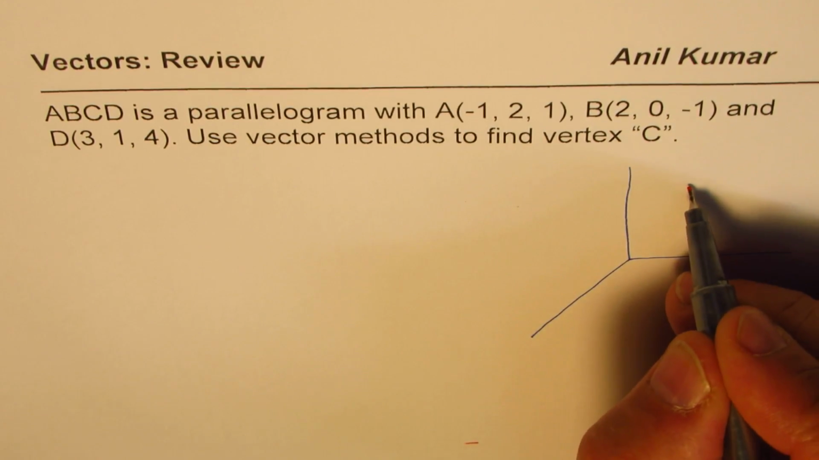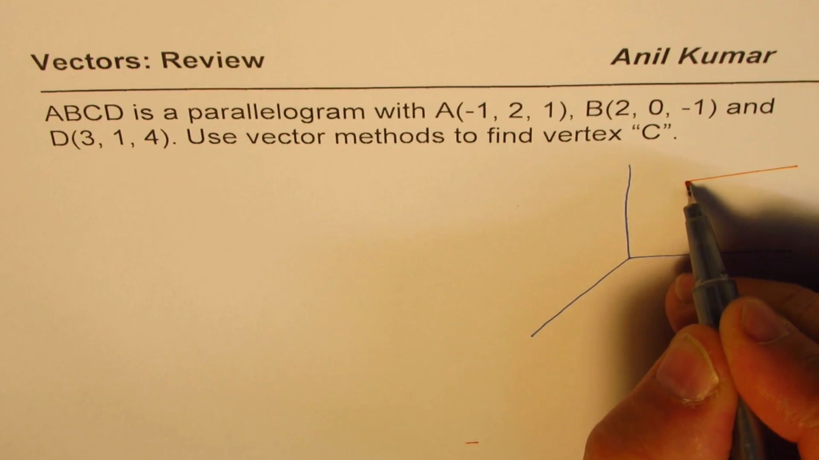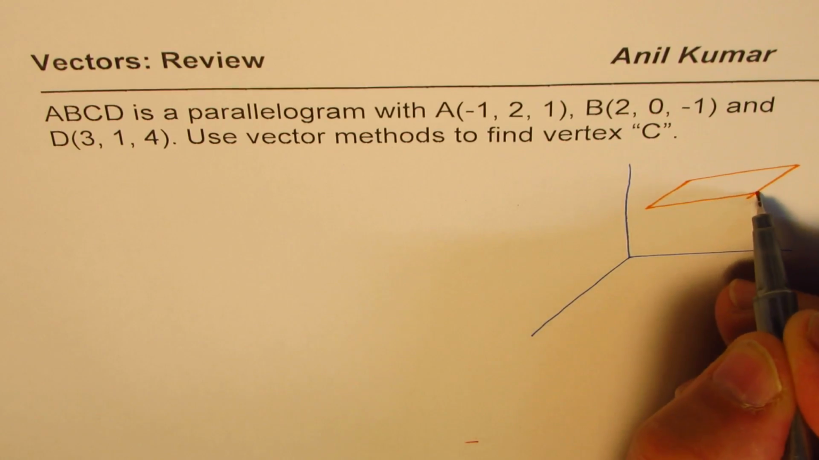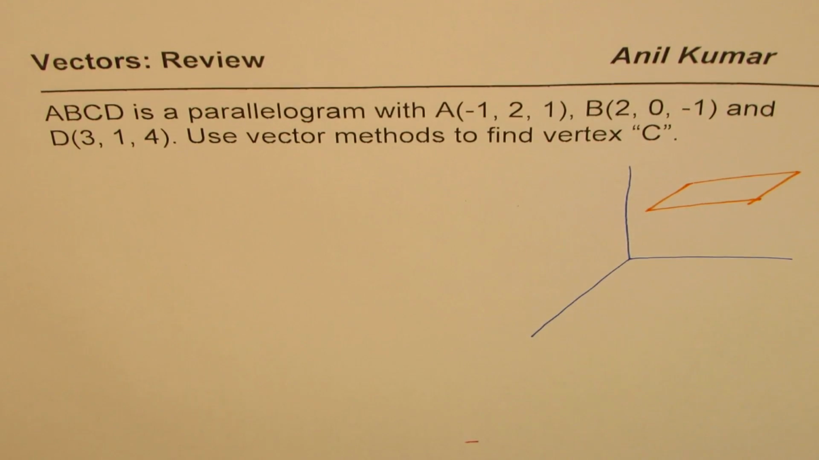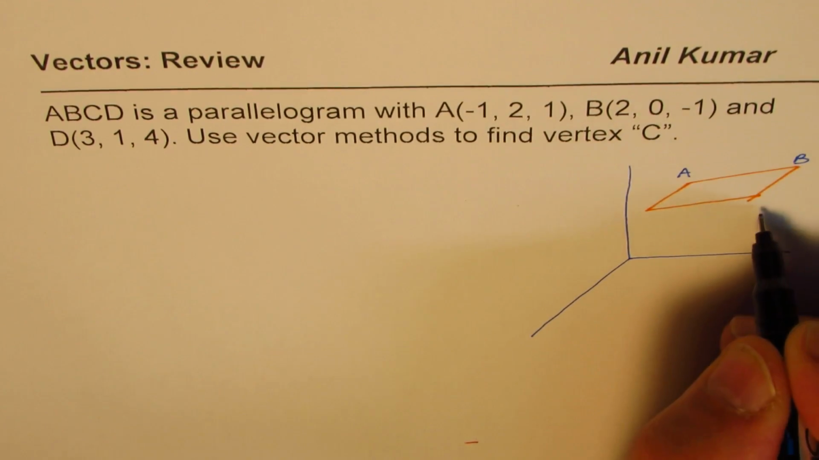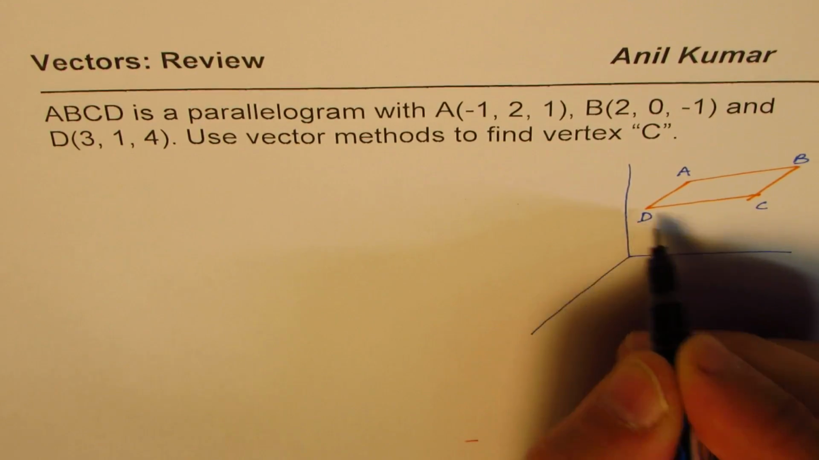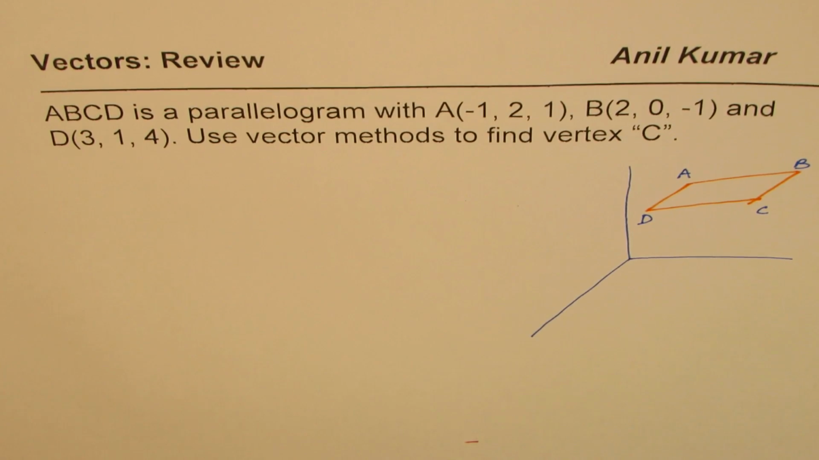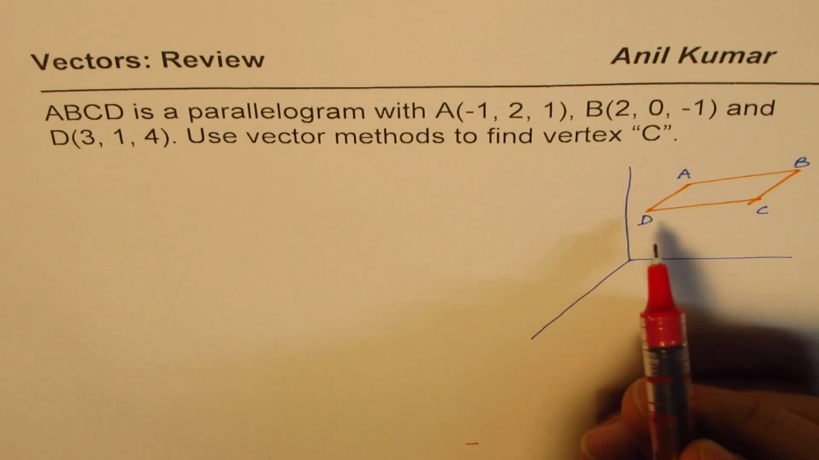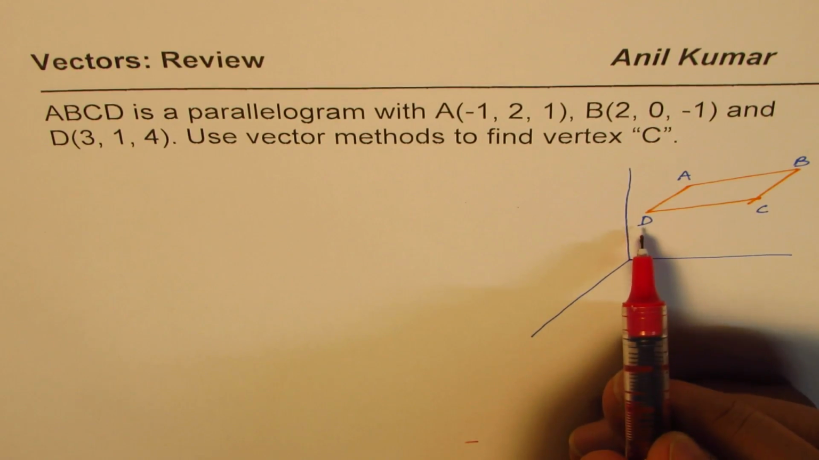So let me sketch one parallelogram here. So let's say this is the parallelogram somewhere in this space. So that's the parallelogram ABCD. So this is, let's say, A, this is B, C and D. Write these letters in order. You could do them clockwise or counterclockwise, it doesn't matter, all are the same. But they should be in order. So in this space, we have our parallelogram ABCD.